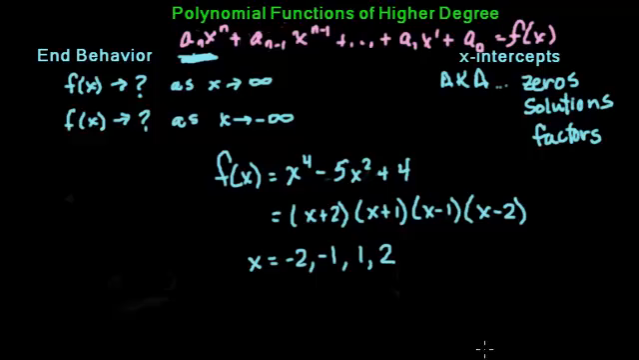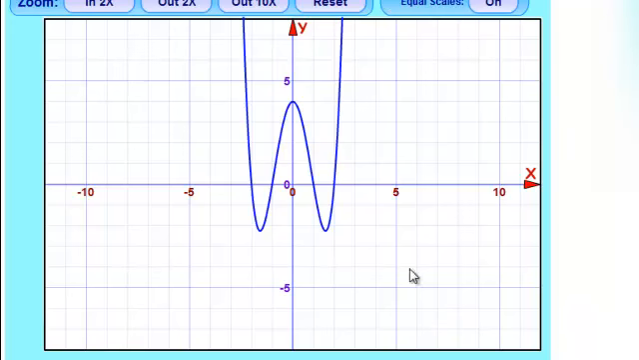Here's the fourth degree polynomial function that we looked at. I have them all factored out here for you. X equal negative 2, negative 1, 1, and 2. That would be my x-intercepts if you were to factor it out. Then let's look at it on a graph. Here it is on a graph, so we can see its x-intercepts: negative 2, negative 1, 1, and 2. Those would be considered the zeros, the solutions. They would be factors, or we could call them x-intercepts.